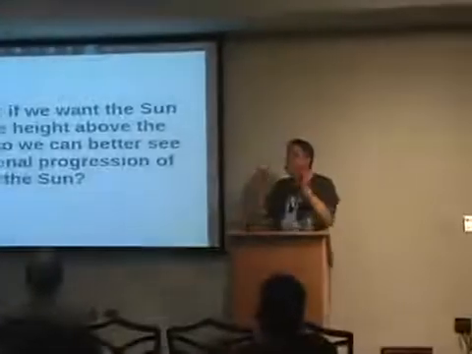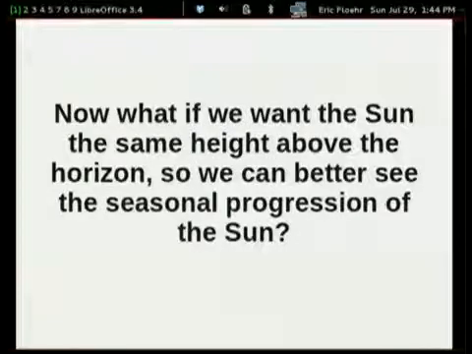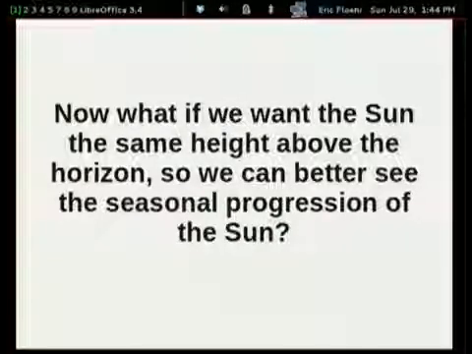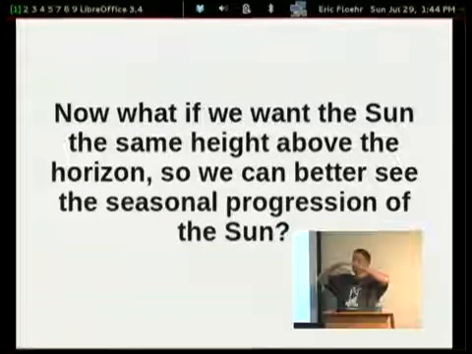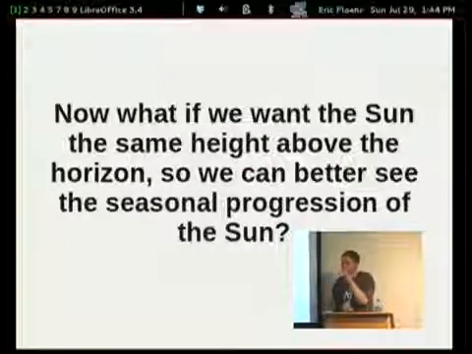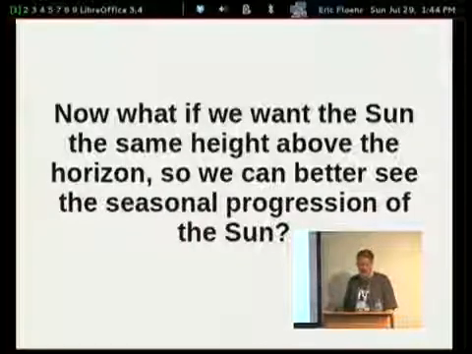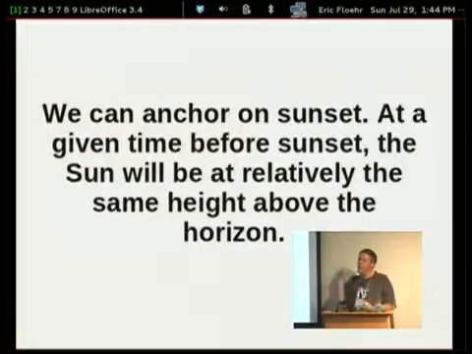So we can do better than that. Now, what if we want the sun at the same height in each image? Obviously, we can't just look at the day itself or the time itself. We need some way to say, I want the sun in the same position in the sky. I don't want to manually go through and find, okay, that one looks about right. How are we going to do it? Any guesses? Well, we can anchor on sunset.